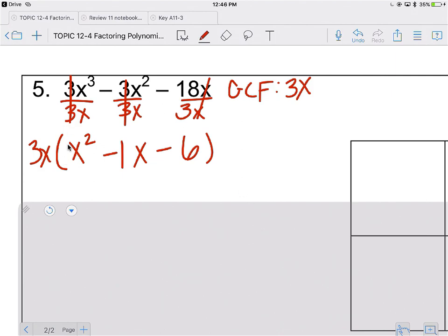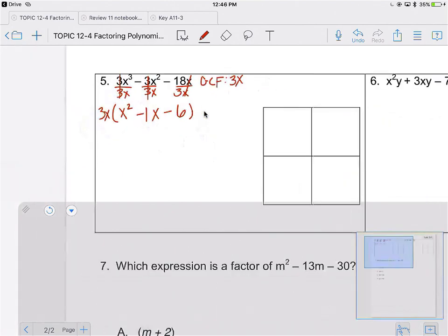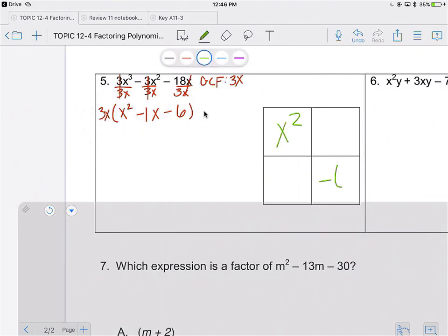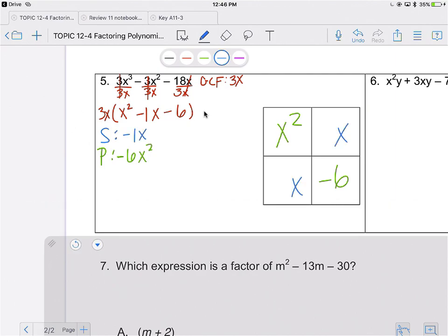So 3 divided by 3 is 1, x to the 3 minus 1 is x squared. Negative 3 divided by 3 is negative 1, x to the 2 minus 1 is x. Negative 18 divided by 3 is negative 6, x divided by x cancels. Now I can fill in my box, x squared and a negative 6. Multiply those together for my product. My sum is a negative 1x, so I have some x and some x that add to be a negative 1.